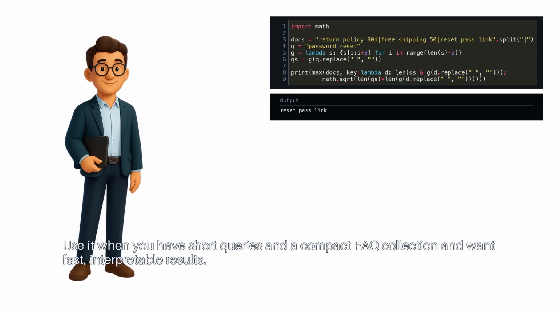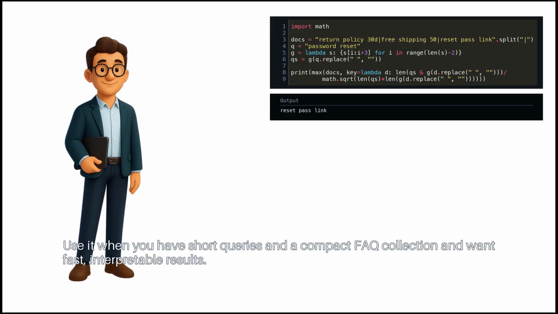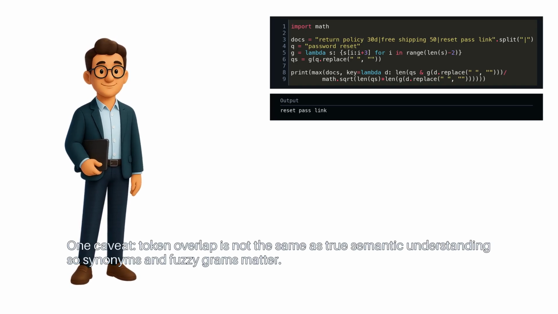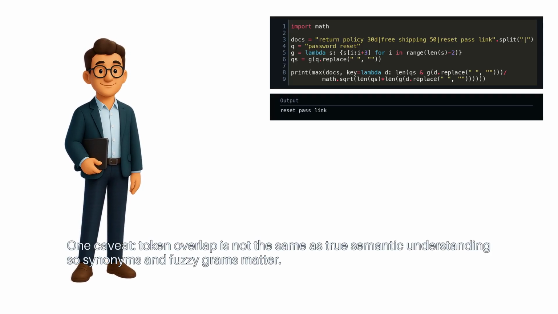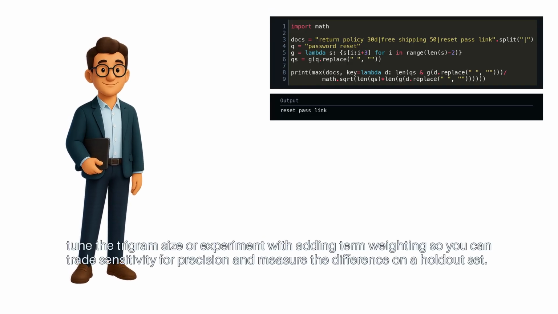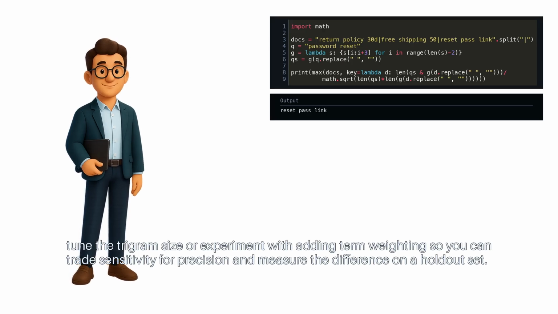Use it when you have short queries and a compact FAQ collection and want fast, interpretable results. One caveat: token overlap is not the same as true semantic understanding, so synonyms and fuzzy trigrams matter. Next step: tune the trigram size or experiment with adding term weighting, so you can trade sensitivity for precision and measure the difference on a holdout set.